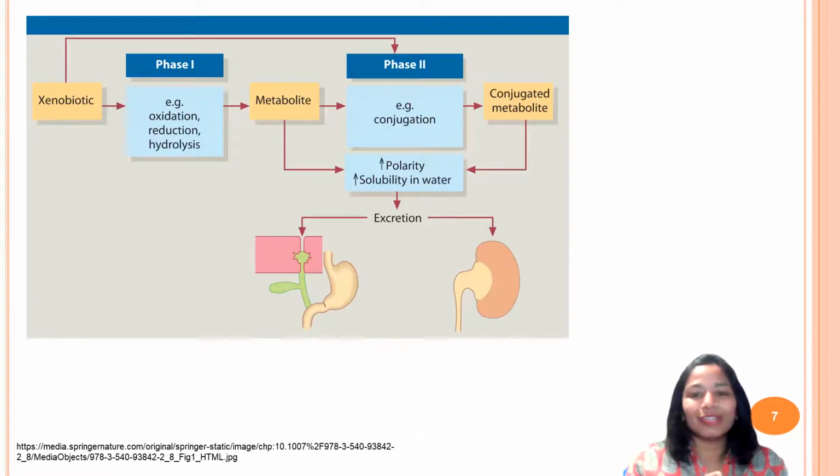So there are some conjugation factors which come and add up to it. But what is the ultimate goal of it? Increase in polarity, more solubility in water. Then it can be excreted out. So that's the basic idea of why we need metabolism and excretion.